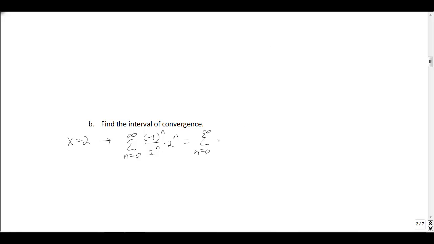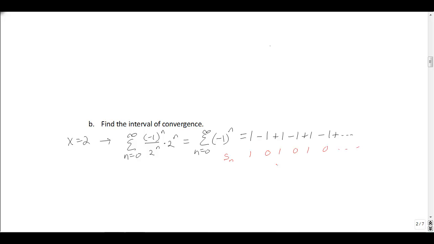So what happens is the 2 to the n's cancel. I get a negative 1 to the n. And then what happens if you add up negative 1 to the n? Well, that's 1 minus 1 plus 1 minus 1 plus 1 minus 1 plus and so on. Your partial sums, let's write our partial sums. So this is like our S_n's. Here, they're going to go 1, 0, 1, 0, 1, 0, and so forth. It's just going to alternate between 1 and 0.